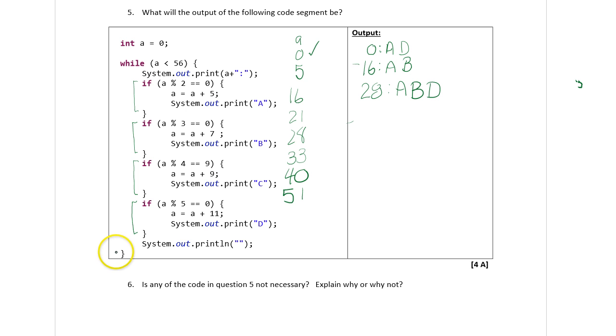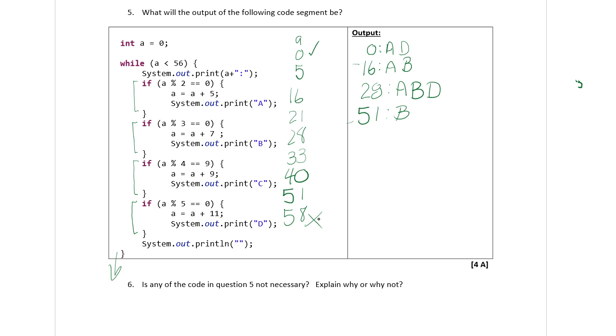Is 51 less than 56? That's true, so we loop back to the top, we print 51, colon. Is 51 mod 2 0? False. Is 51 mod 3 0? True. So we become 58, and we print out B. Is 58 mod 4 9? False. Is 58 mod 5 0? False. We print a new line, and then is 58 less than 56? False. And we're done.